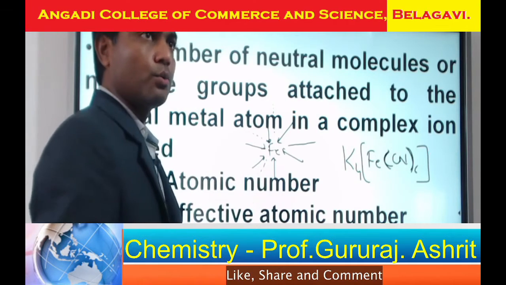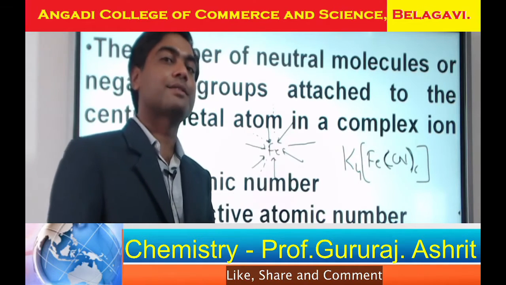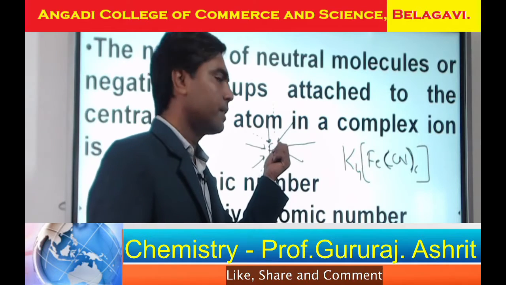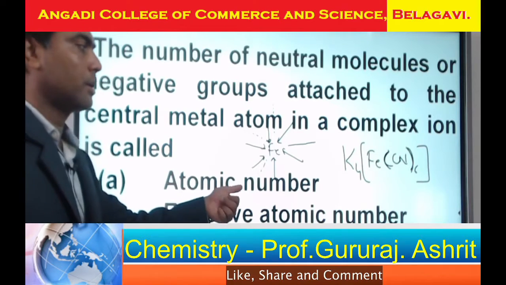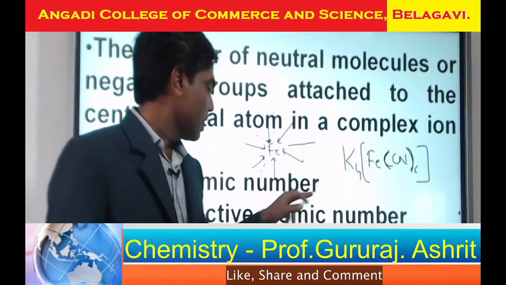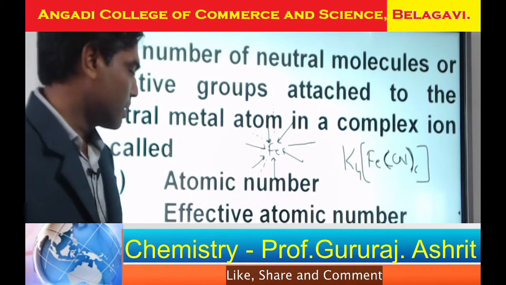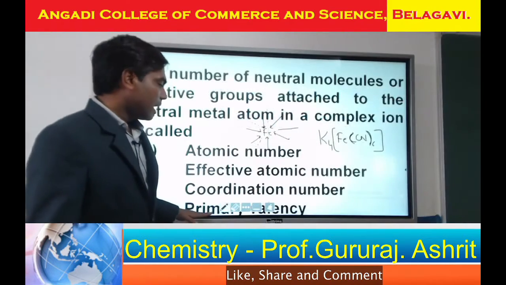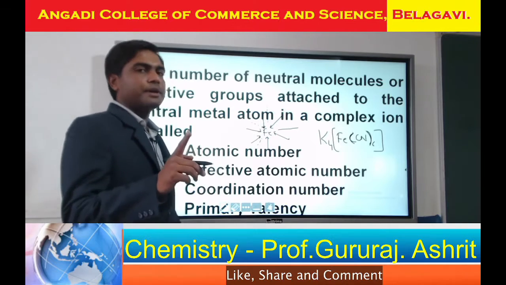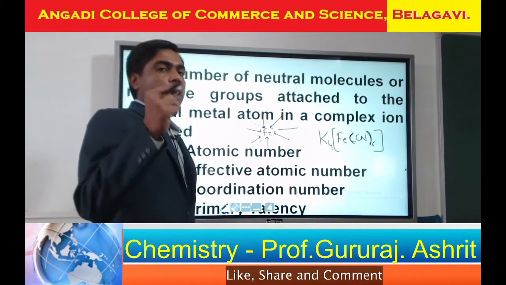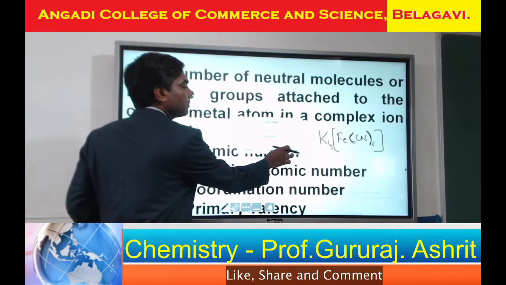According to Werner's theory, the dotted line is called the primary valency, the thick line is called the secondary valency, and when we represent it in the form of an arrow mark, it indicates the coordination number. Atomic number is related to the central metal atom, and effective atomic number is related to the whole compound, that is Z minus X plus Y. Coordination number is the correct option, and the last one, primary valency, is related to potassium or the dotted line. Hence, primary valency is the dotted line outside the sphere, and secondary valency is the thick line, the coordination number with respect to ligands. That is the meaning of this question.